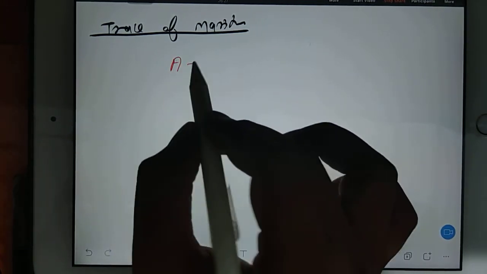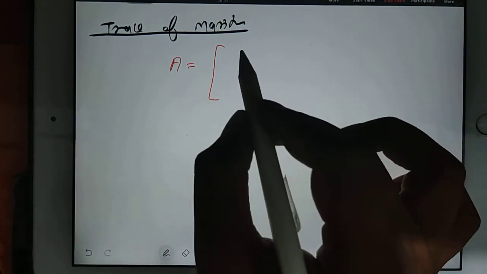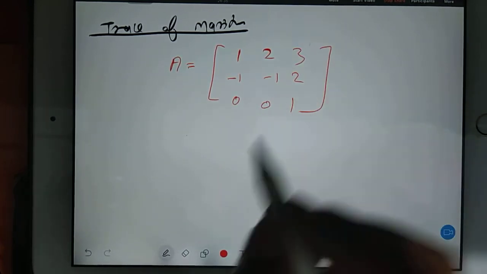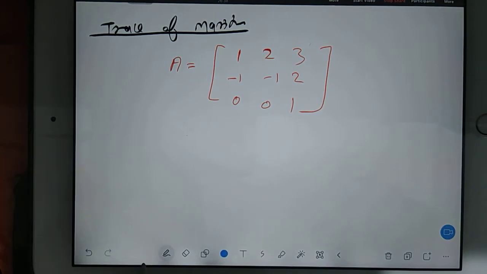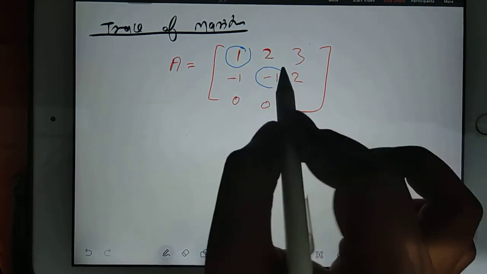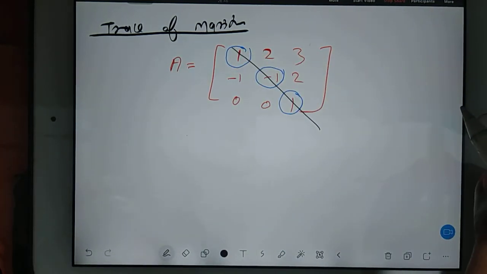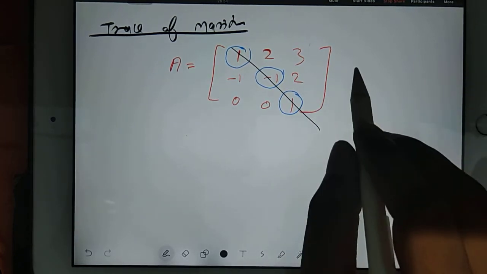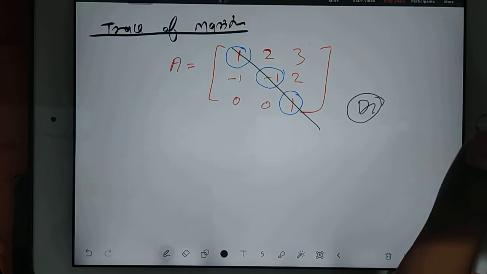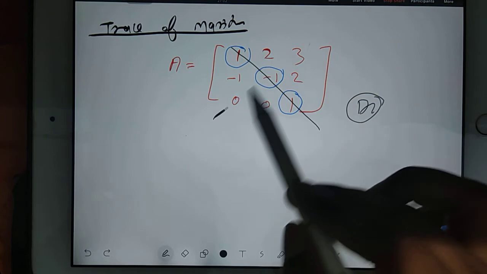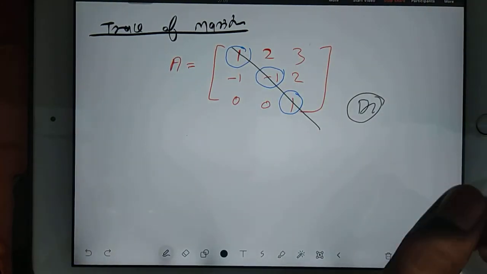Suppose you have any matrix. Suppose I am giving matrix A, it looks like this: 1, 2, 3, minus 1, 2, and 0, 0, 1. So what is trace of matrix? Trace of matrix means these elements. How will you say these elements technically? Elements sitting in the main diagonal, or you say principal diagonal elements, or you simply say diagonal elements, because if you simply say diagonal, it represents principal diagonal, and the other elements are known as off diagonal elements. But we are not talking about these, we are talking about the main diagonal, right?